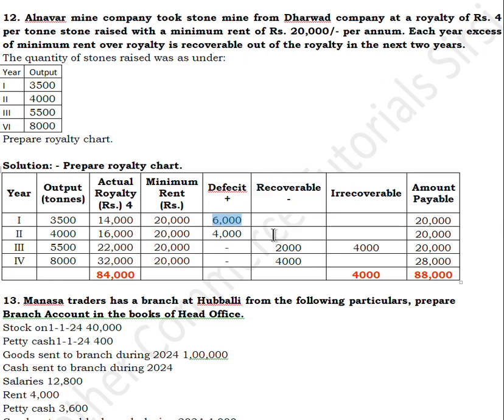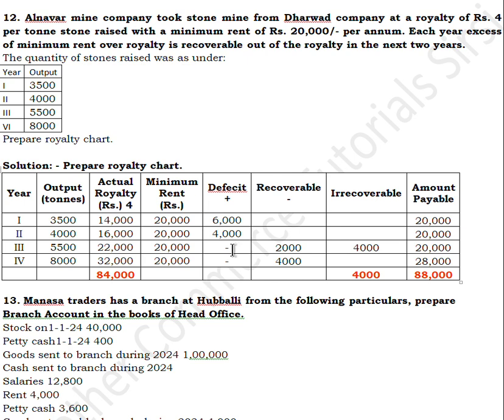So for the first year, the recoupment time, or the recovering time, will be this year and this year. That is the second year and the third year. Now, this 6,000 is to be recovered in this year and this year. In the second year, there is no money. It is already in deficit, so you cannot recover here.